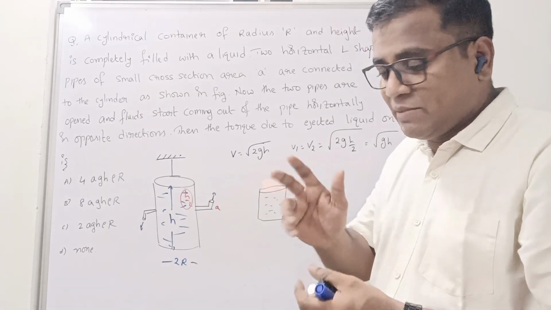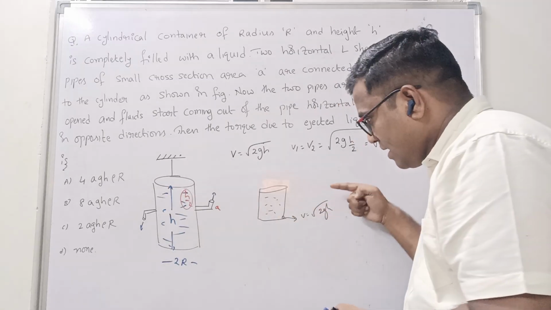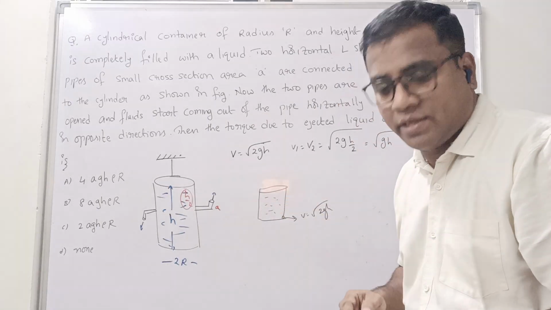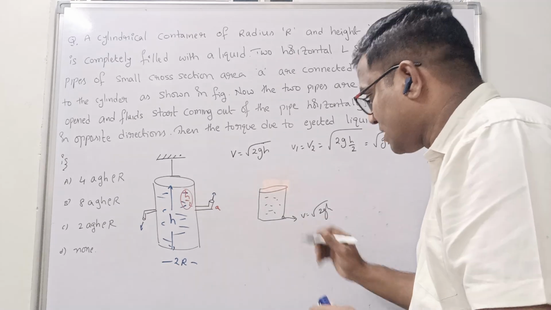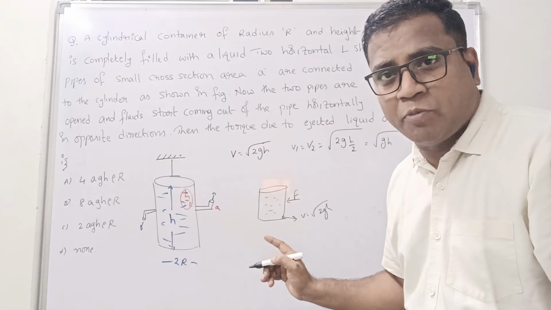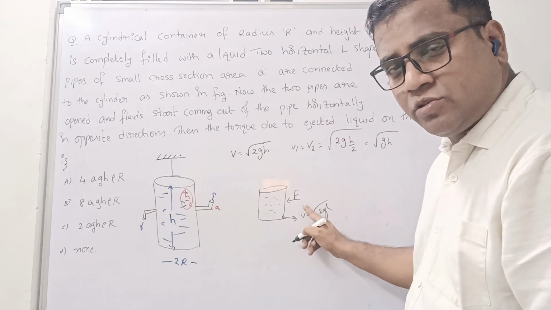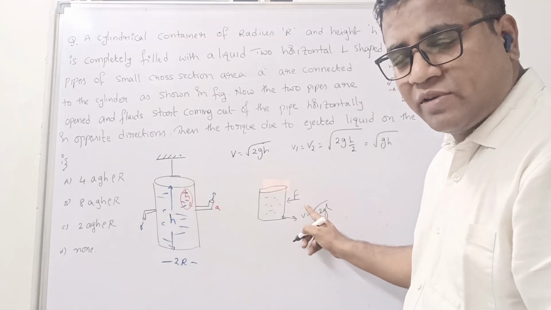Conservation of momentum. In a similar manner, when the liquid is coming out with some velocity v in this direction, some force will be generated in the opposite direction to the direction of velocity. How much is the force? F is equal to? Can anyone tell me what the force is here?